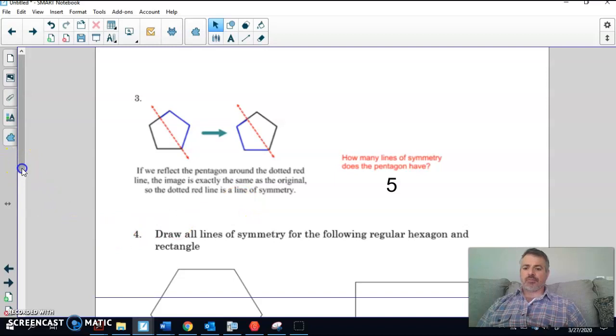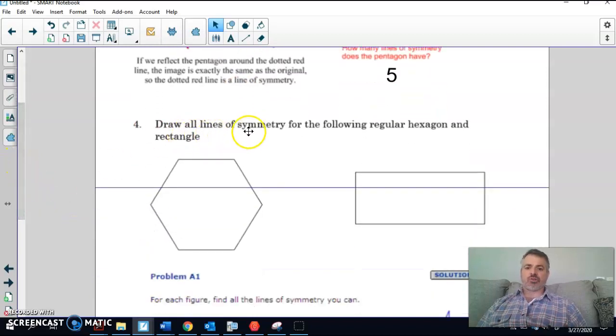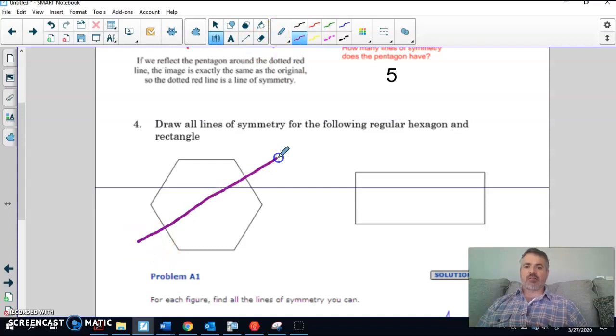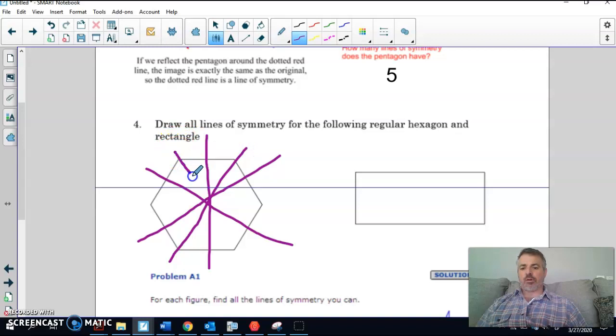So down here, it wants us to draw all lines of symmetry for the regular hexagon. So we did this before. If I just draw in the lines of symmetry here, remember you're going to have one for each side. So there's 1, 2, 3, and then the angles can also be bisected in half. 4, 5, and 6.